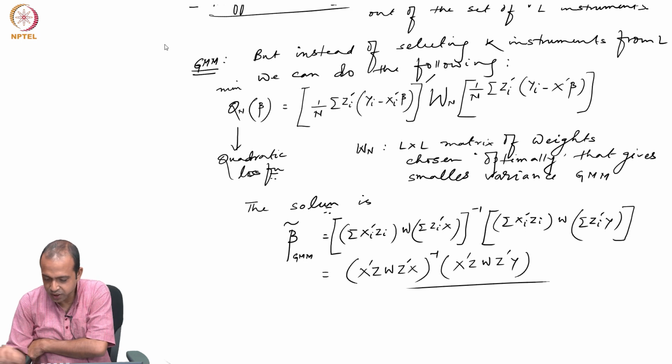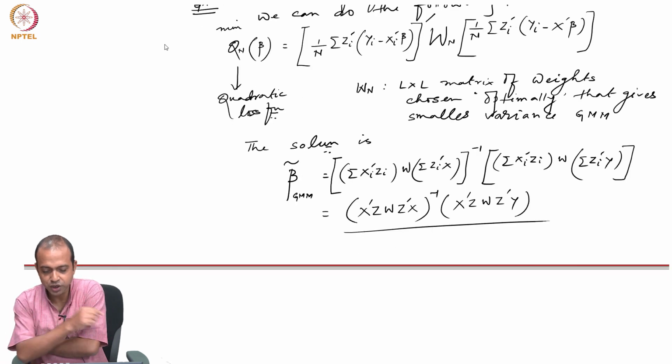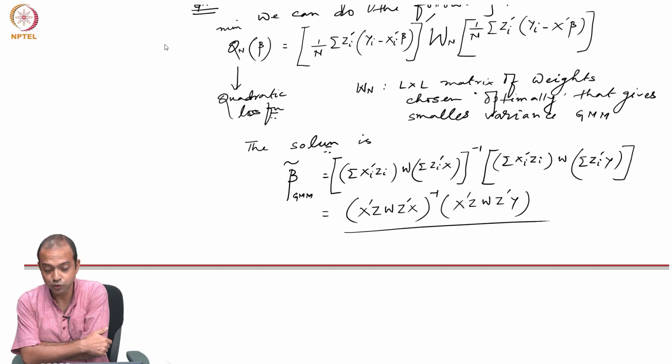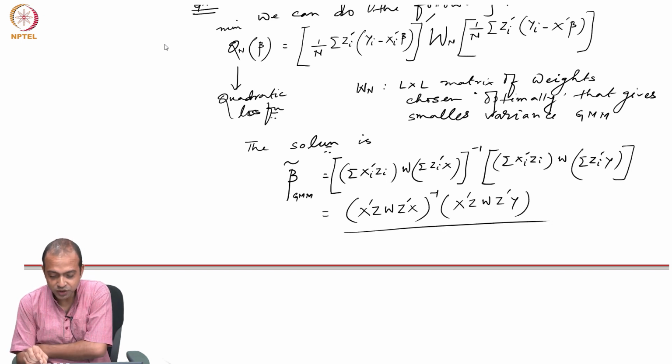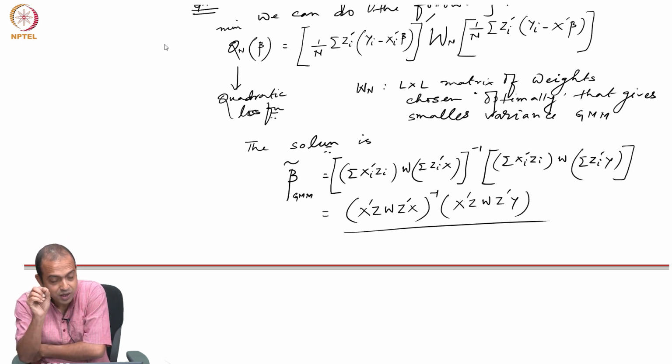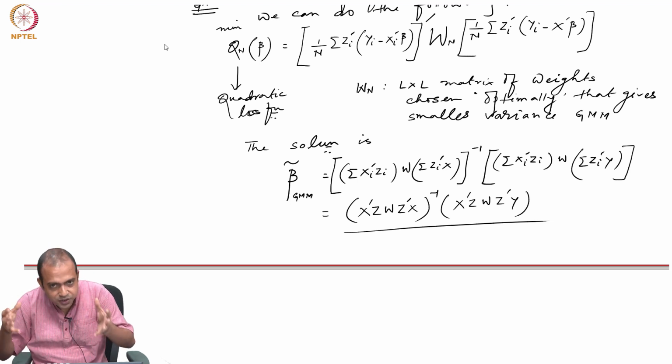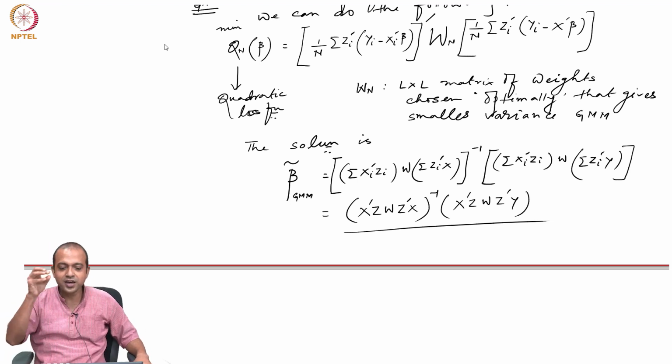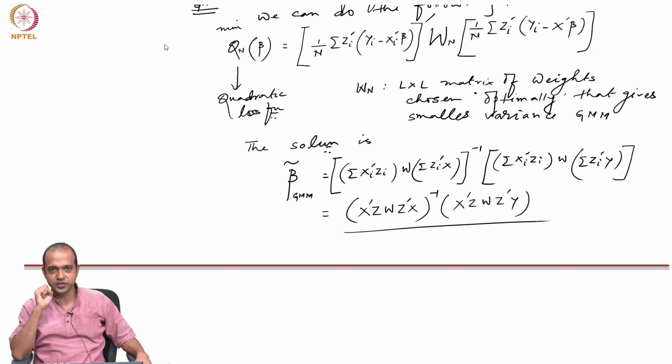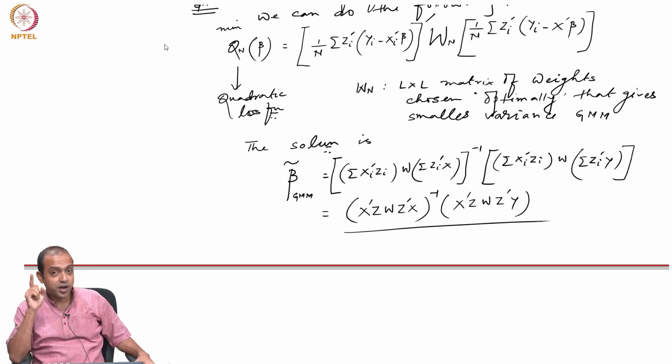And then ultimately we will arrive at a solution where beta hat GMM equals (x prime z w z prime x) inverse, x prime z w z prime y. So you see in between I have z w z prime. That means the instruments and this weight matrix play a role in finally giving you the GMM estimation in a case where the number of parameters is less than the number of instruments.